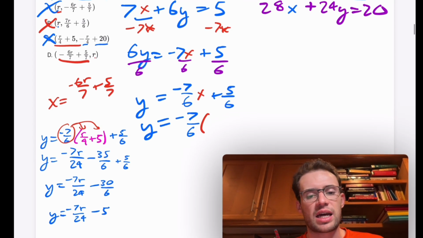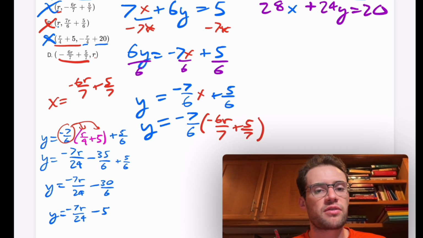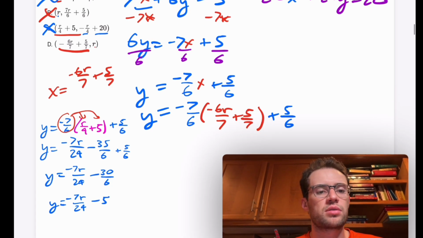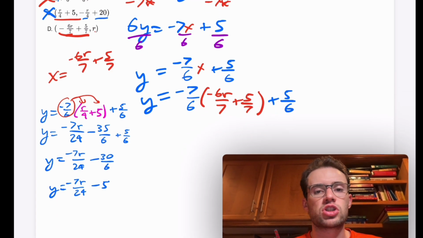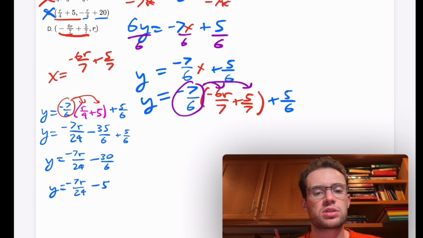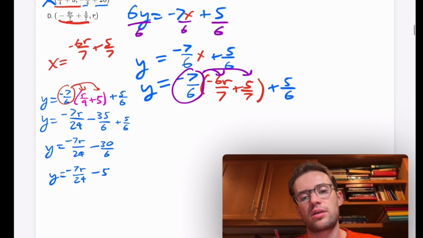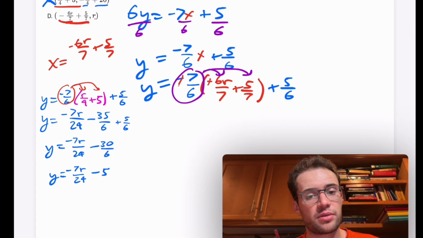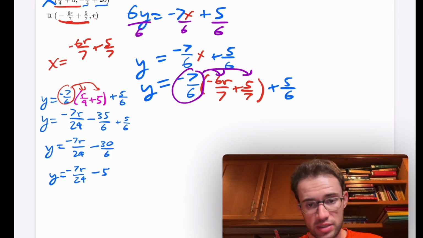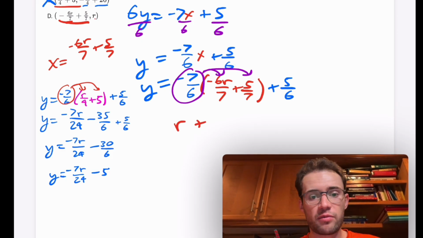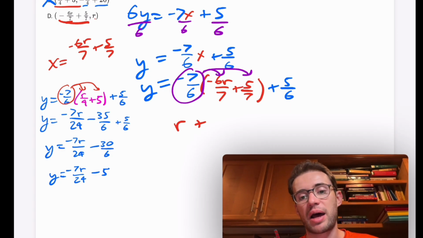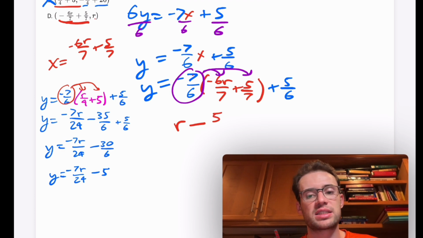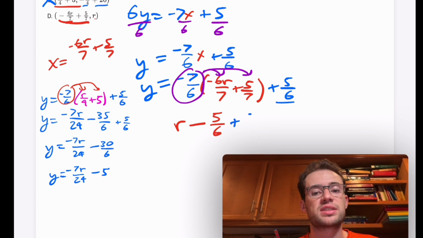So negative 7/6 times the quantity negative 6r over 7 plus 5/7, plus 5/6. I just plugged this in place of the r, the value for r that they had for D. Now we have to distribute this negative 7/6 to both of these terms. Negative 7 over 6 times negative 6 over 7 times r: they're both negative, so the negatives cancel out, and 7 divided by 7 is 1, 6 divided by 6 is 1. This just leaves you with positive r. Then we have plus negative 7/6 times positive 5/7. Negative times a positive is negative, and the 7s cancel. So we're just left with minus 5/6, and then you still have the plus 5/6 at the end.